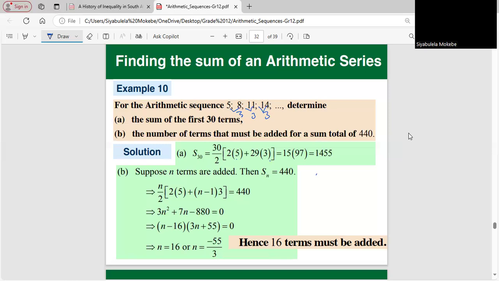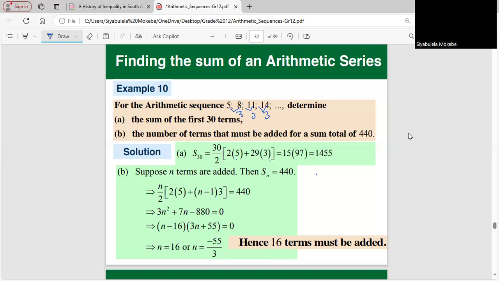Then, the number of terms that must be added for a sum total of 44. So now you're given S of n as being 44, and you're trying to solve for n. So n over 2 times 2 times 5 plus n minus 1 times 3 equals 44. And if you simplify that, you should get 3n squared plus 7n minus 88 equals 0.